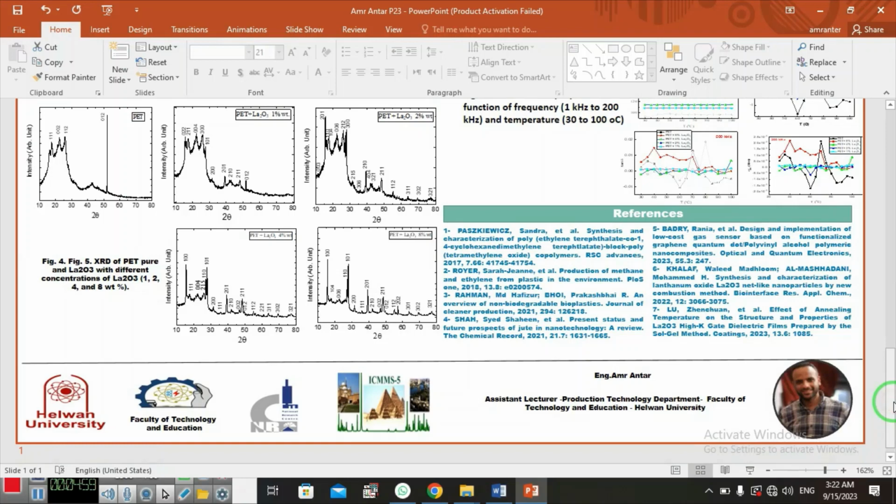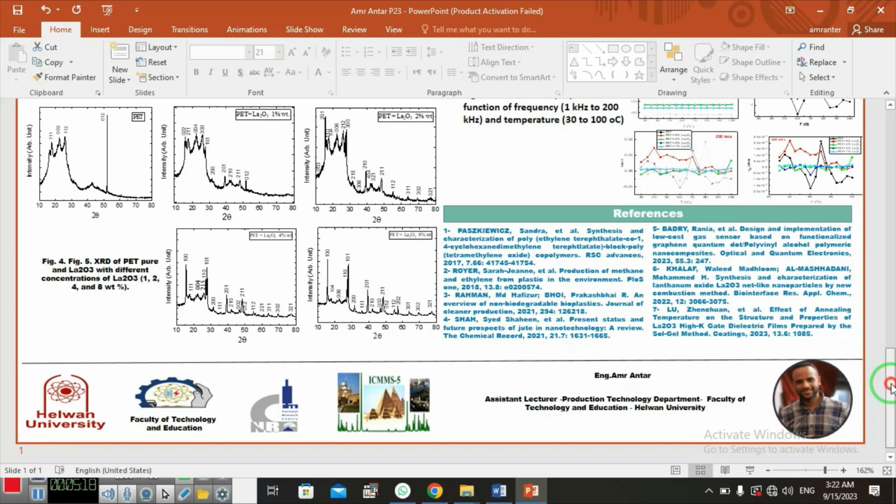These XRD data indicate that the increase of La2O3 led to an increase in the formation of crystalline structures, converting the morphology of PET from an amorphous structure to a crystalline structure. These data also indicate an improvement in the other properties of PET with La2O3 composites.